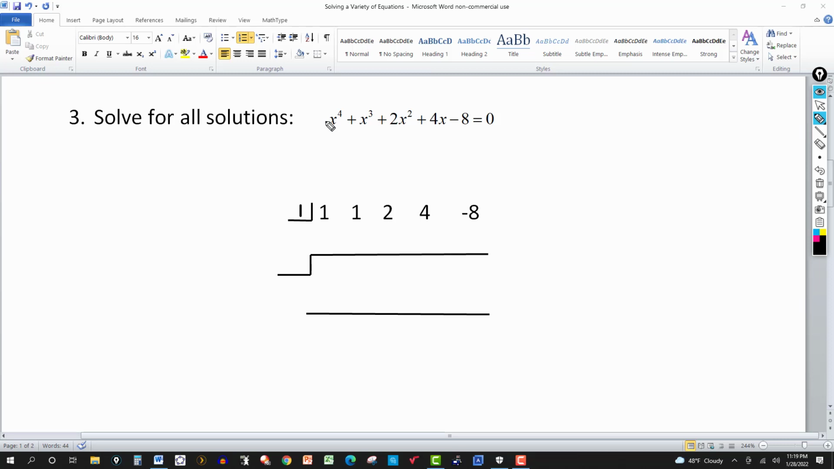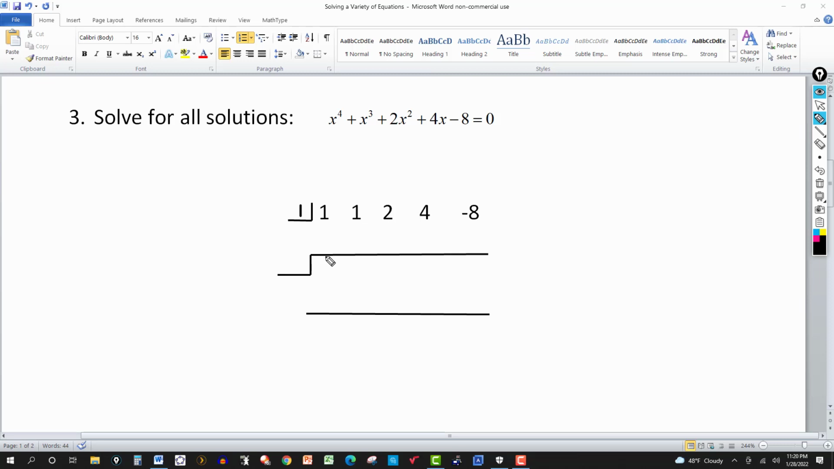x to the 4th, coefficient of 1. x to the 3rd has a coefficient of 1. x squared, coefficient of 2. x has a coefficient of 4, and then the constant is -8. Now, if there's a term missing, these have to be in descending power. So if it doesn't have an x cubed, then here instead of a 1, we put a 0. Otherwise, you might not get the correct solution.